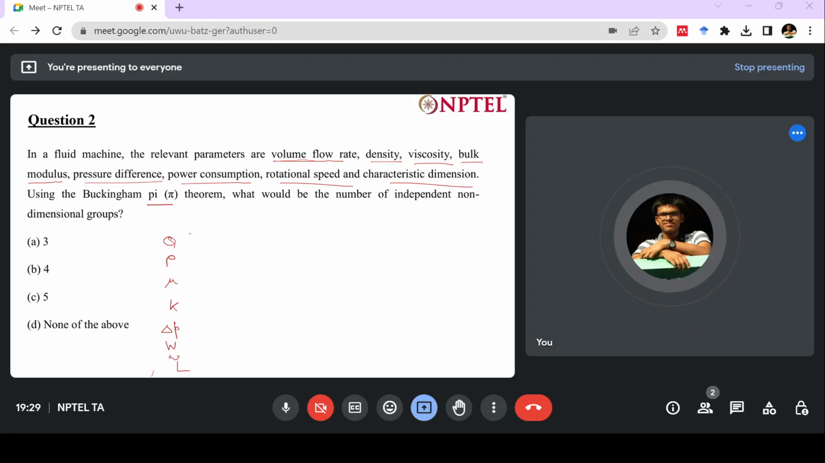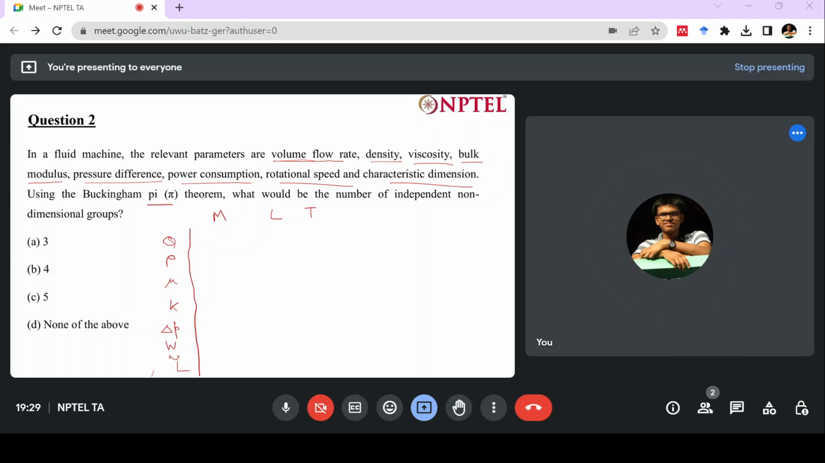So this will be the fundamental dimensions. In most of these cases, you can already see the fundamental dimensions are three here. One is the mass, one is length, and one is time. And we will write the coefficients here.